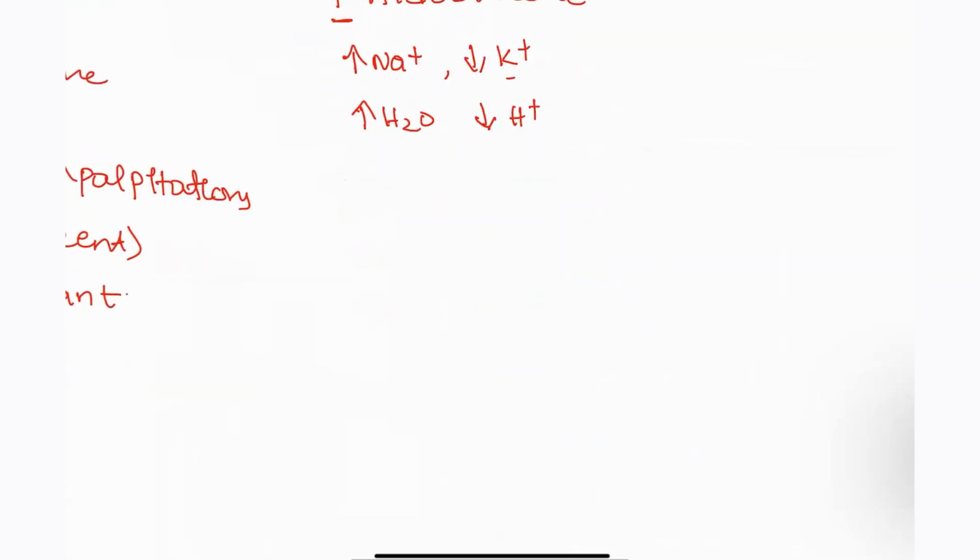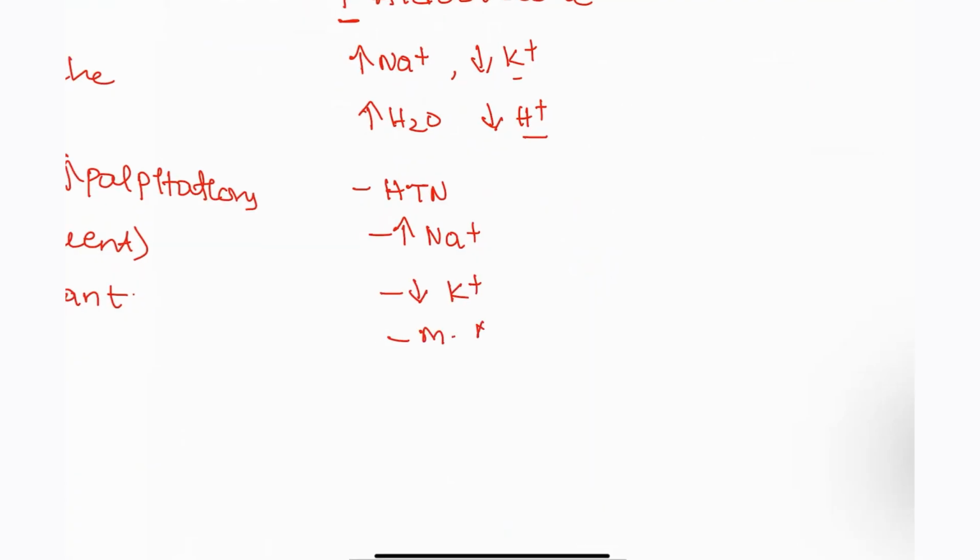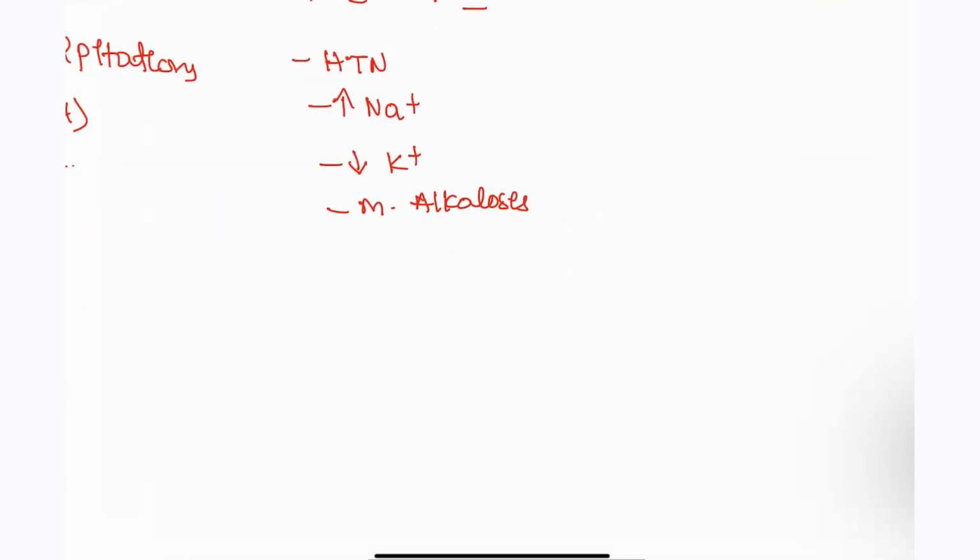So what are the symptoms, guys? This patient is going to present with hypertension. Then increased sodium levels will be seen and also decreased potassium levels, and H plus ions are gone out. Next, metabolic alkalosis will be seen in this patient. These are the classical symptoms that are going to present in Conn's syndrome.